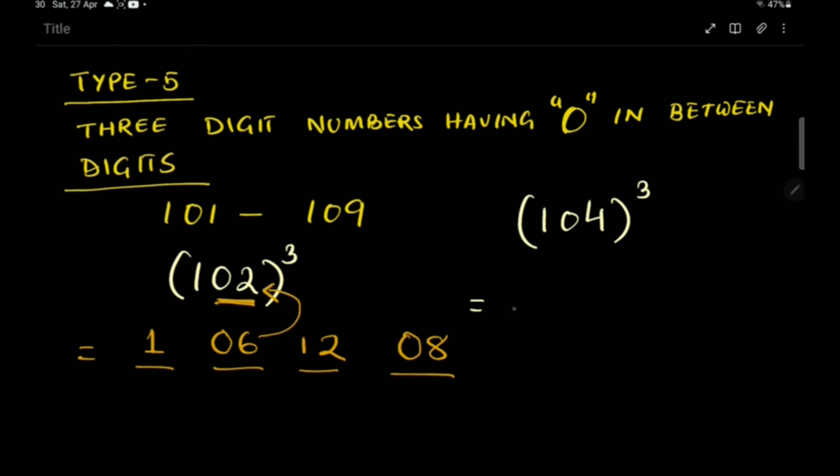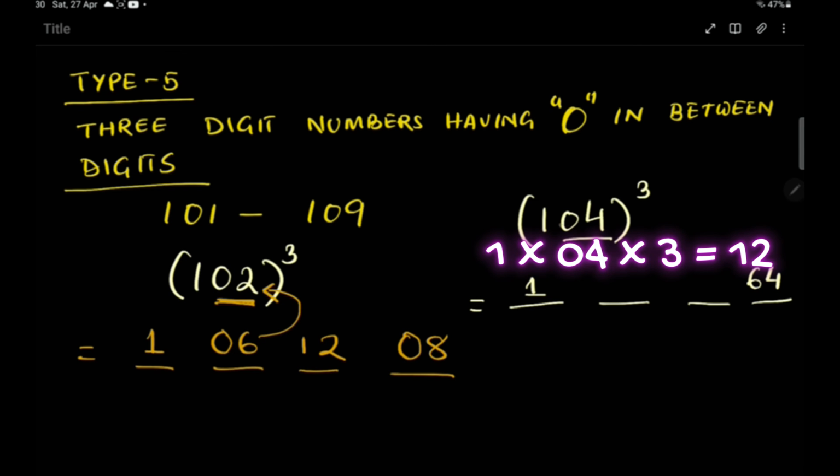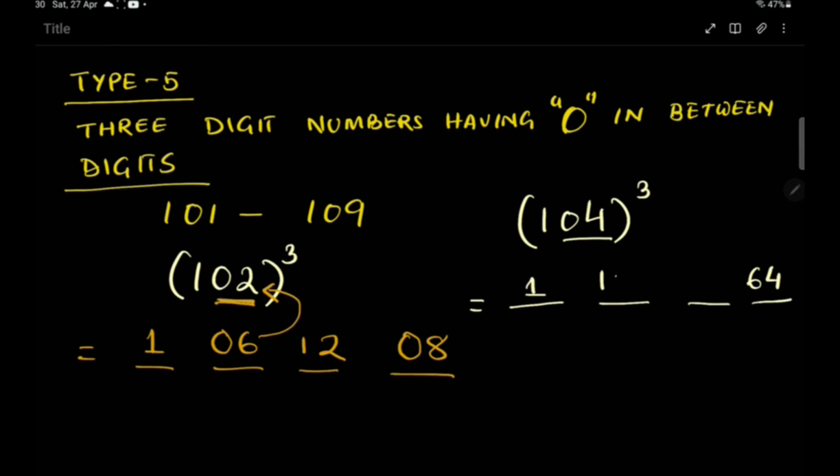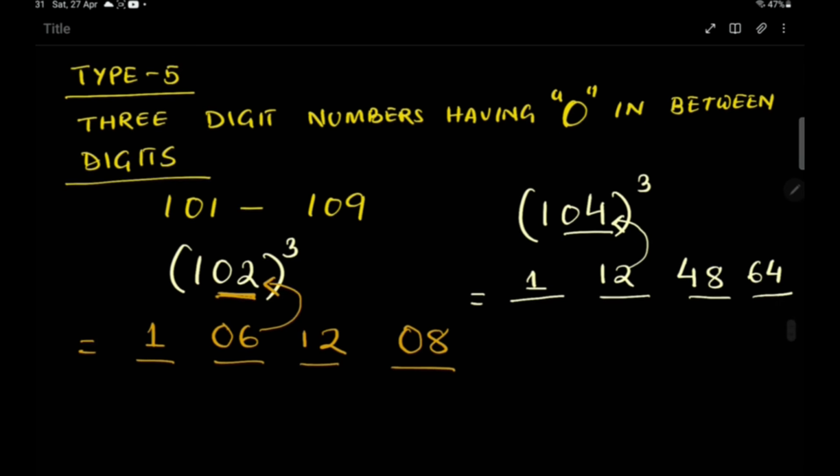We can write the answer like this. As 1 cube is 1, 04 cube is 64. We can write 2 digits here. Then we can multiply 1 into 04 into 3, that is 12, and we have to write 2 digits. 12 into 4, that is 48. We have to write 2 digits here. Hence the answer is 1124864. Let us take an example of some bigger numbers, that is 105 cube.